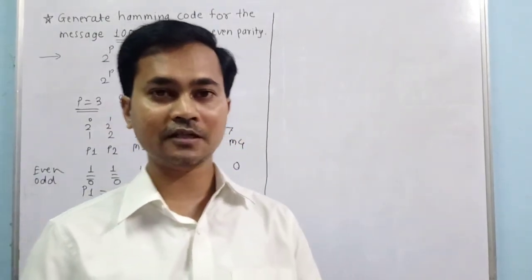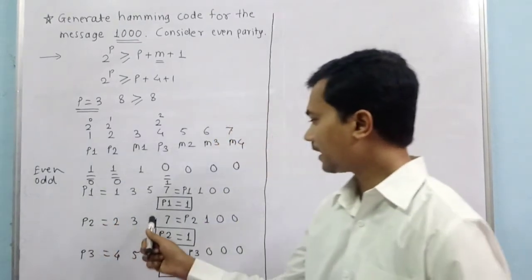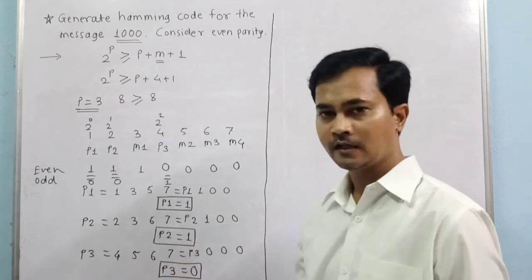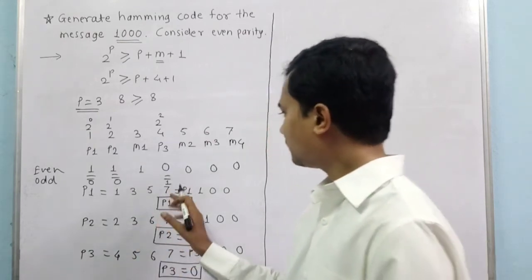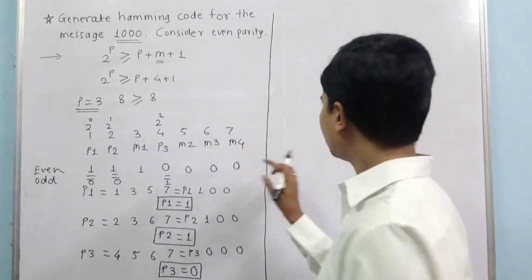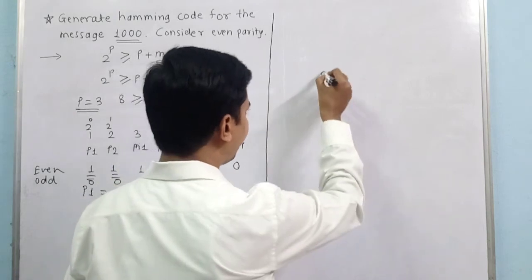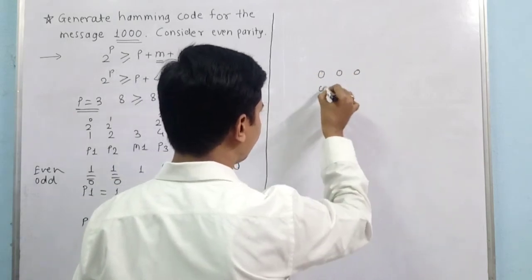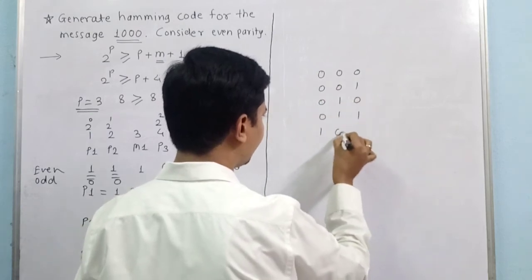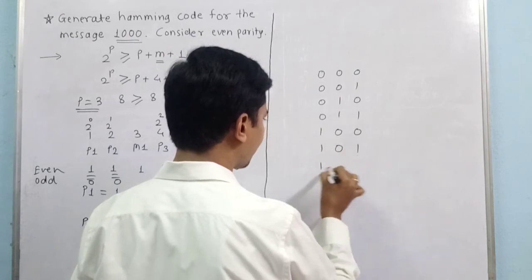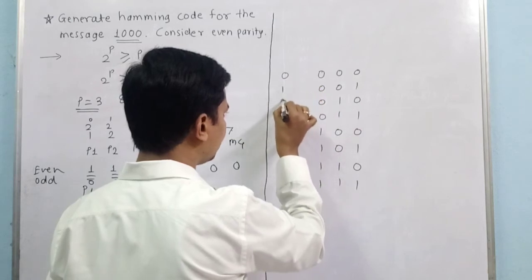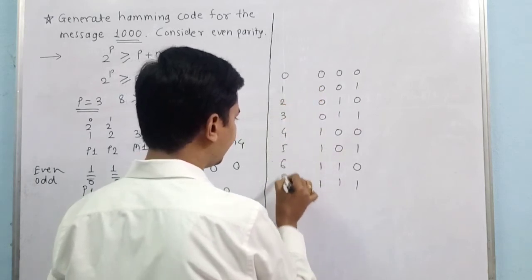Now you may have one question: why have I taken these positions 1 3 5 7, 2 3 6 7 and 4 5 6 7? It's very interesting. Consider the total maximum position, which is 7. Just write down the 3-bit values 000, 001, 010, 011, 100, 101, 110 and 111. These values in decimal are 0, 1, 2, 3, 4, 5, 6 and 7.